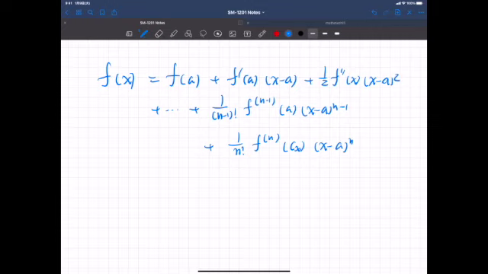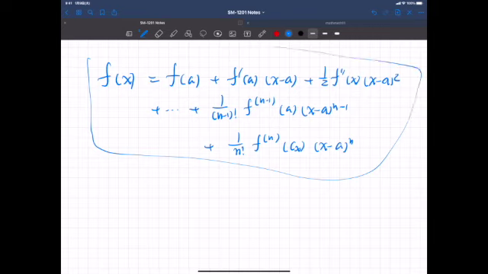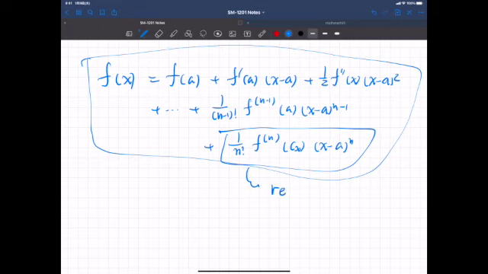Let's define some terminology regarding the Taylor expansion. First of all, this expression is called the finite Taylor expansion. And the last term, this one, is called the remainder or residual of the Taylor expansion.